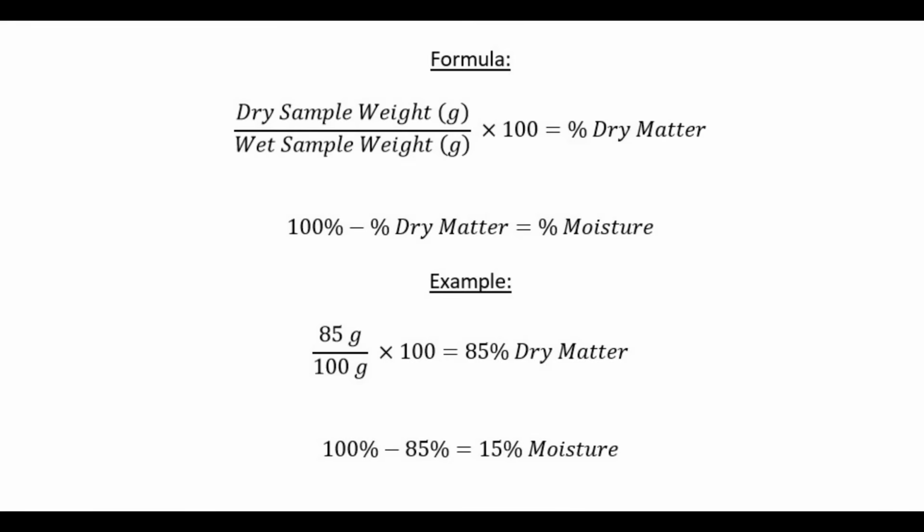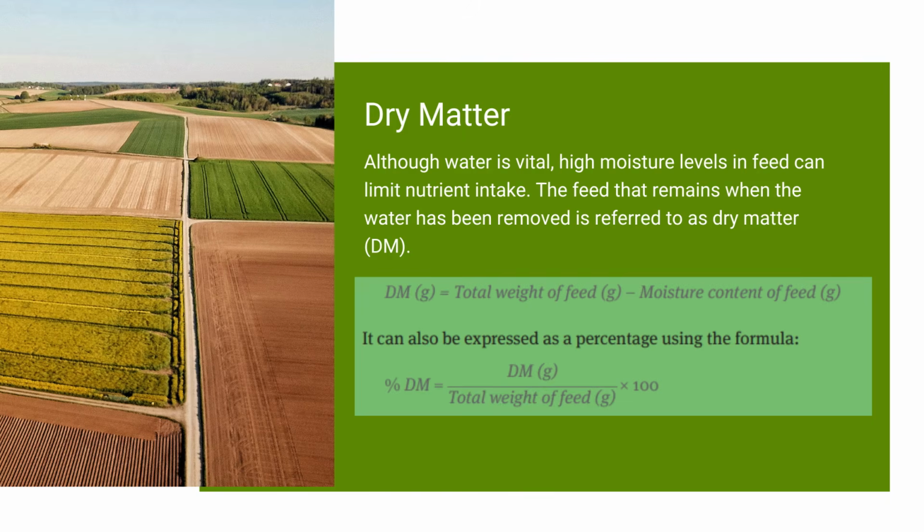So it's the total weight of feed minus water, basically. That is the basic formula. But it can also be expressed as a percentage. So what will this mean? The percentage of dry matter is equal to the dry matter, which can be in grams or kilograms depending on what you have been given, divided by the total weight of the feed. Then you multiply by 100.